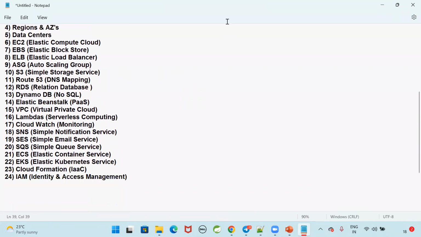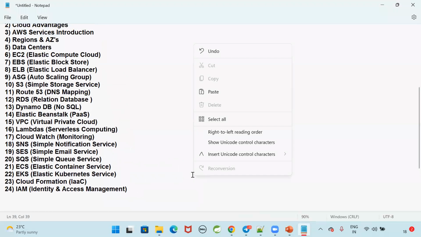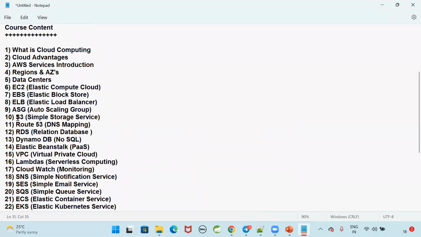Did I miss any other service which is important for us project? AMI will be covered as part of EC2 only. IAM is one separate service. AMI is not a separate service. AMI is part of EC2. EC2 and AMI will be covered here only.